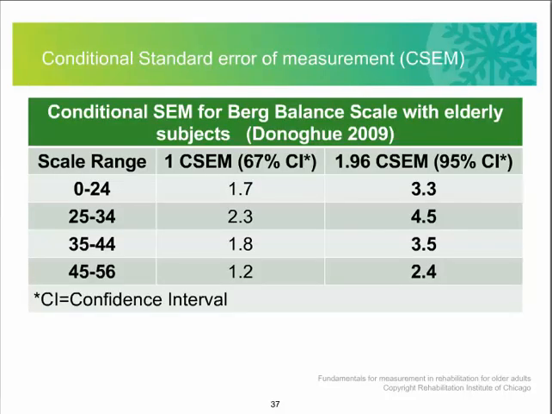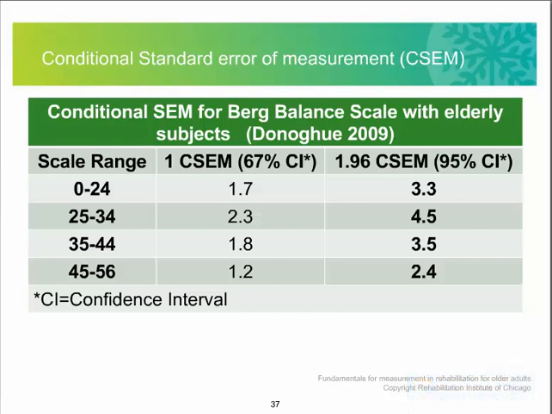Some instruments also have a conditional standard error of measurement that has been published. The conditional standard error of measurement has better precision along the range of the scale. However, it requires greater burden for the rater since it is so much simpler to remember just one number as the SEM. This slide provides an example of a conditional SEM.